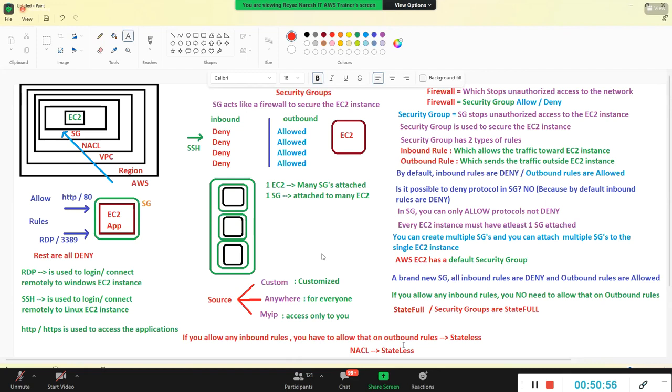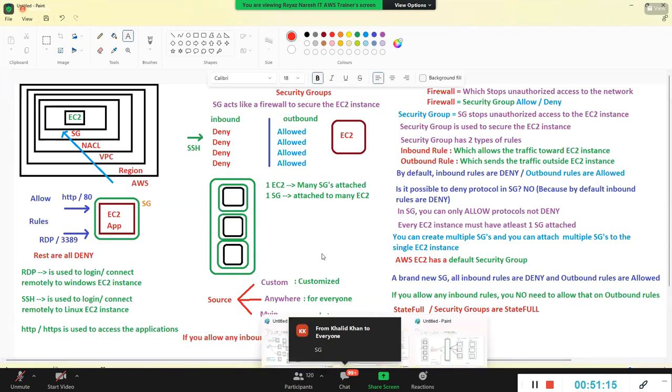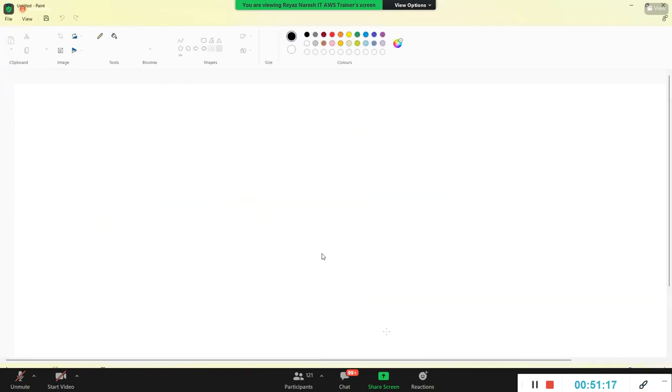So if you are not able to access any EC2 instance, first and foremost, you need to check what? Security groups. See in the security group, is that protocol inbound allowed or not. Everyone clear?